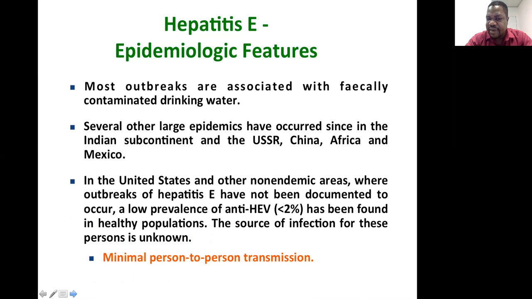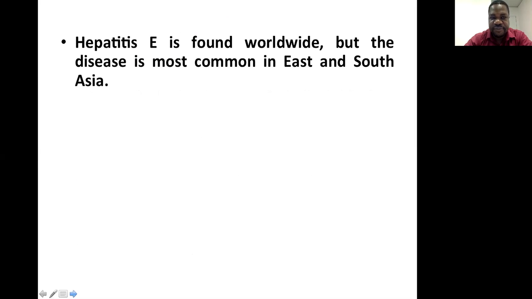In the US and other non-endemic areas where outbreaks of hepatitis E have not been documented to occur, a low prevalence of anti-hepatitis E virus antibodies has been found in the healthy population. So we have found that some people, less than 2%, can have anti-hepatitis E antibodies. So the source of infection for those persons is unknown. There is a hypothesis of minimal person-to-person transmission, but it's not well documented.